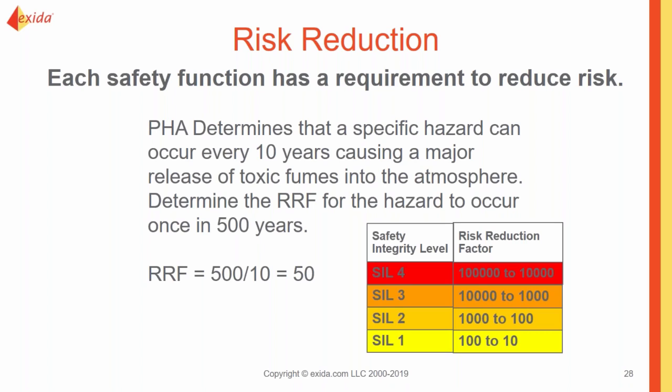So I always tell my customers, when you are specifying a safety integrity level, always say, I need a SIL 1 with at least a risk reduction factor of 50. Or you can simply bump up a safety integrity level and say, I will be covered no matter what SIL 2 I get.